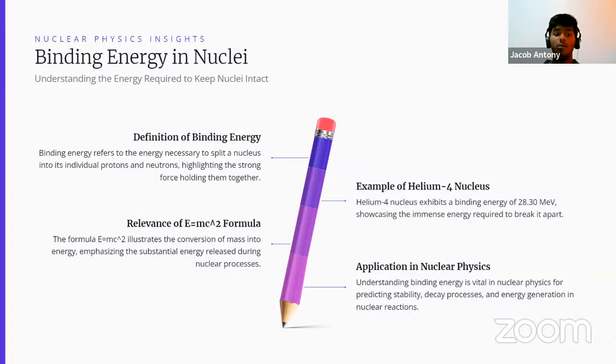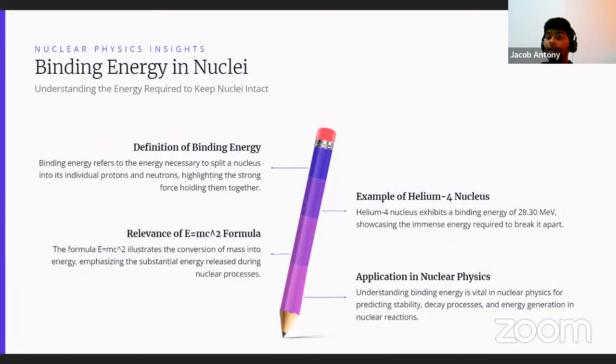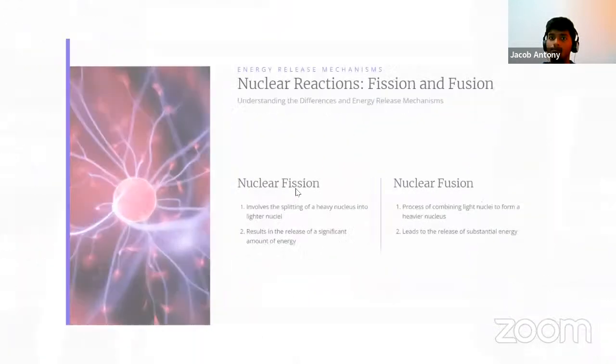The formula E equals mc squared illustrates the conversion of mass into energy, emphasizing the substantial energy released during nuclear processes. And how is this applicable in nuclear physics? It is important in nuclear physics for predicting the stability of an atom, for predicting the decay processes and energy generation. So, like I said, binding energy is important as it gives us an idea of the stability of an atom, and this is its most important use in nuclear physics.